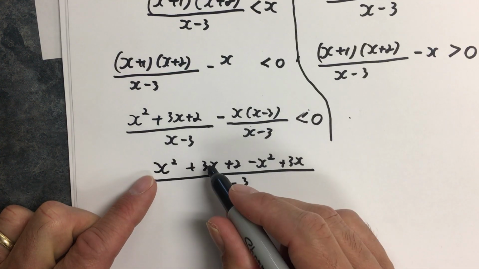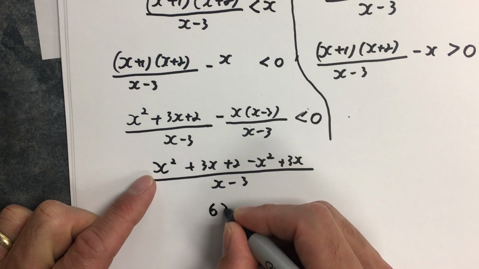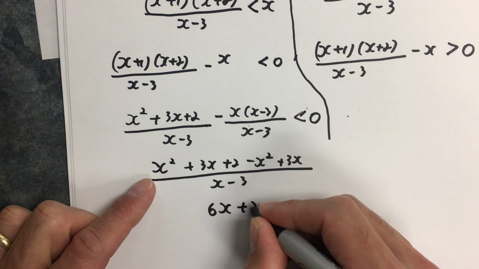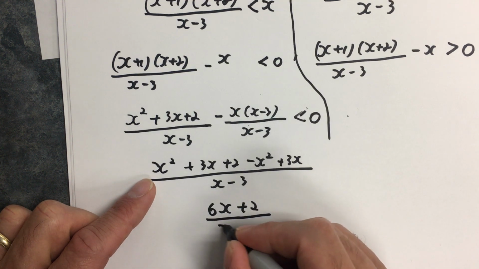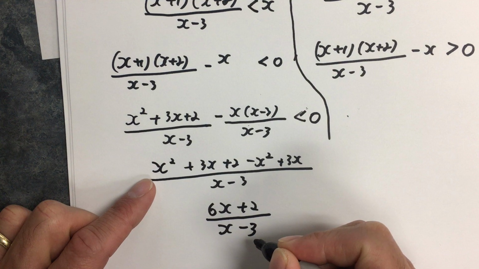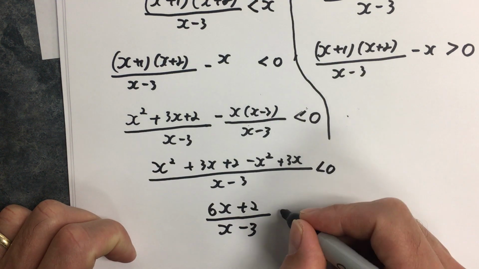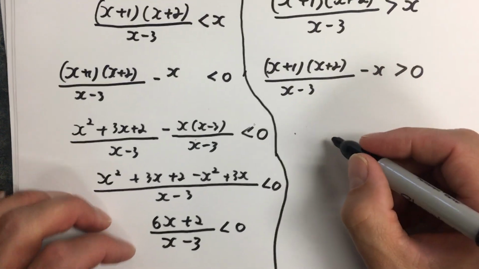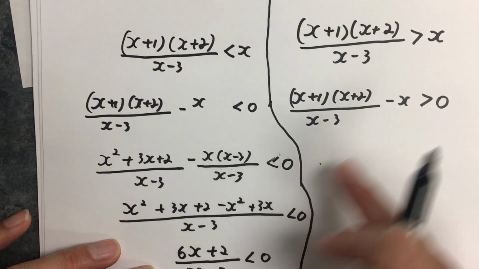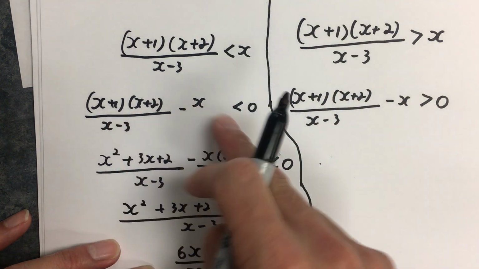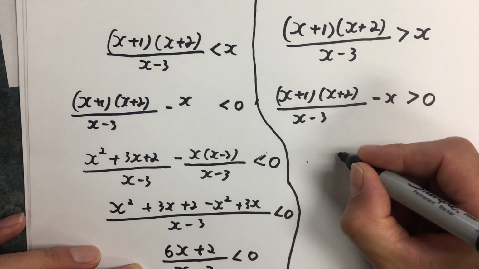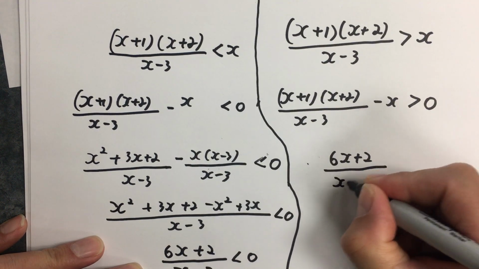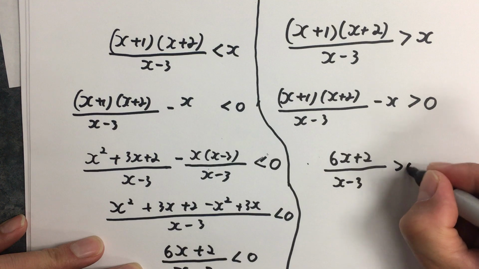So what I've got is 3 plus 3, 6x plus 2, and all of that is over x minus 3. And all of that is, in this side, less than 0. Or on the other side, remember this also simplifies to that. It's the same thing. So on this side, I've got 6x plus 2 over x minus 3 is greater than 0.